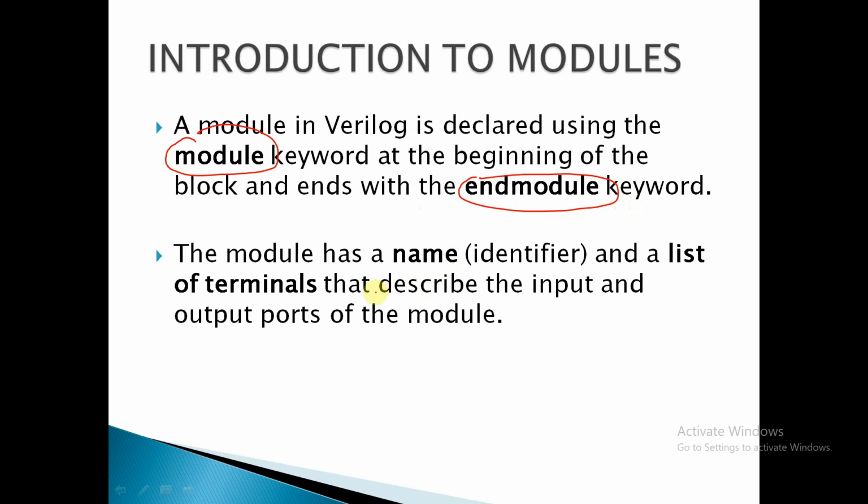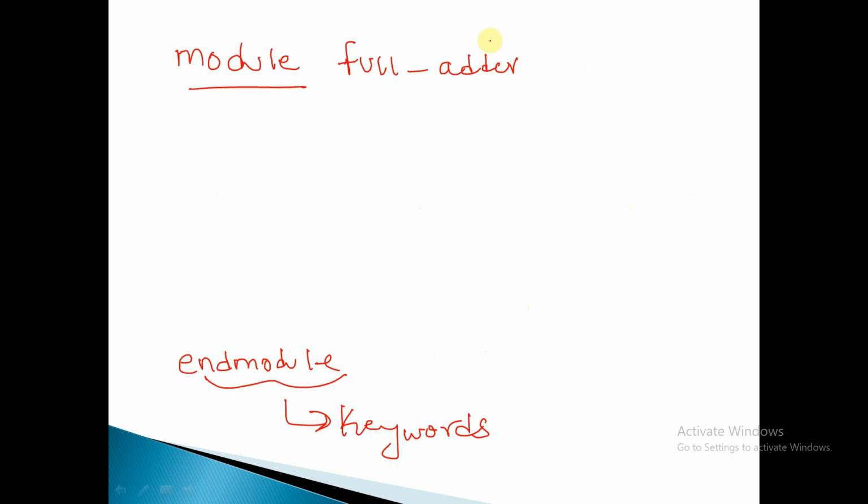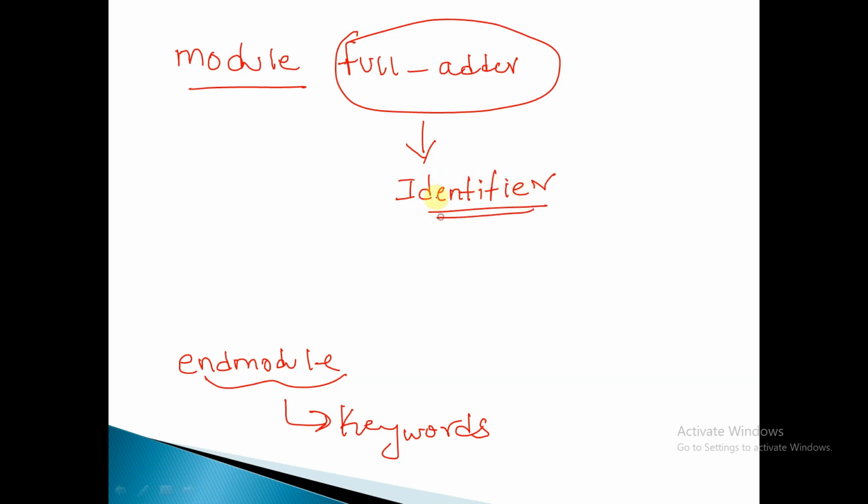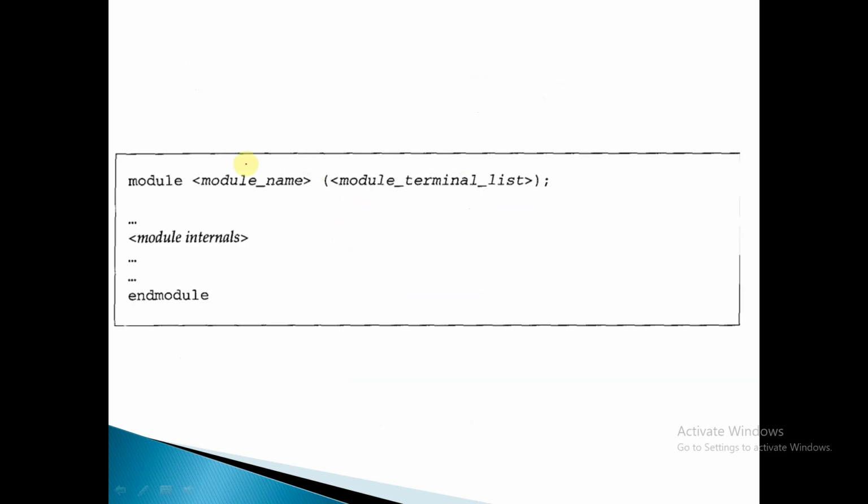The module has a name, or you can say identifier, and a list of terminals that describe the input and output ports of the module. So here full adder is the name, or you can call it an identifier. It is also the name of the particular module. This is the syntax for a module declaration.